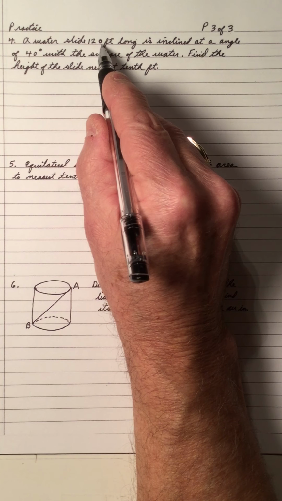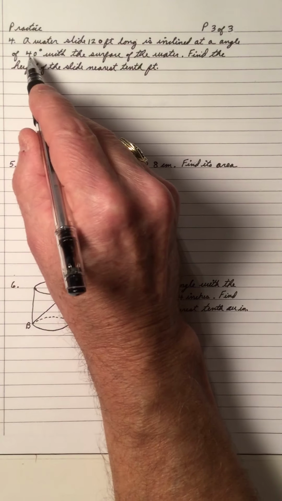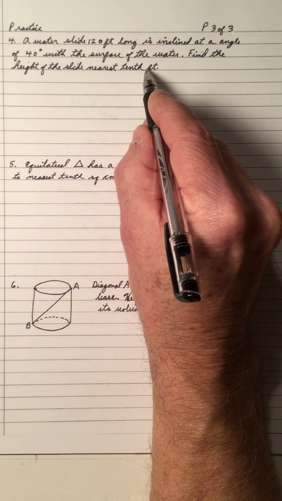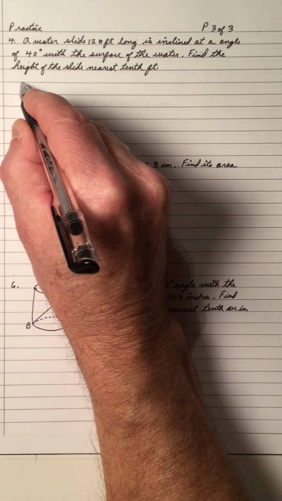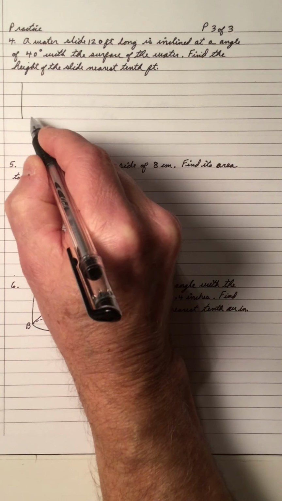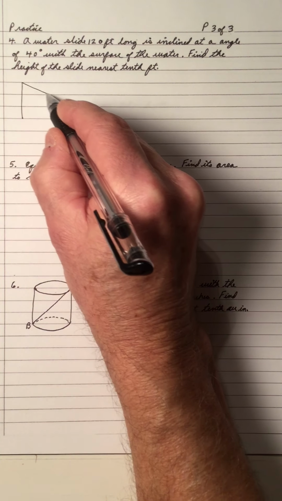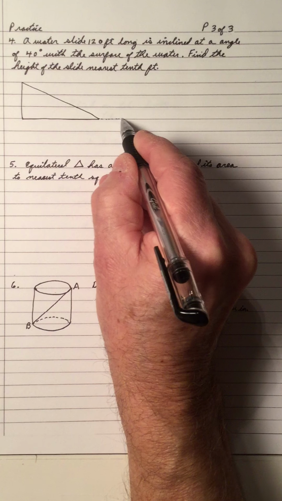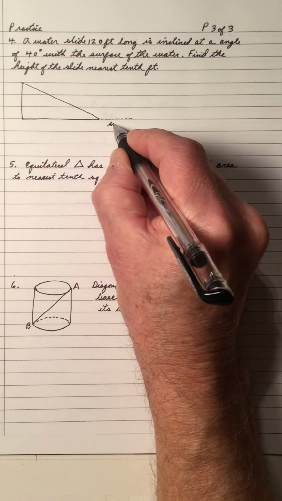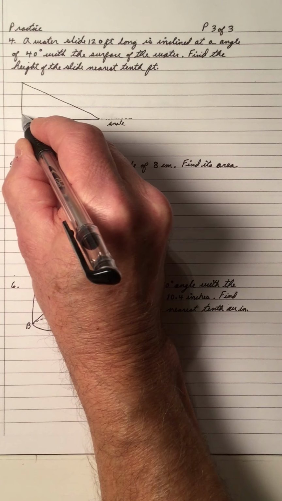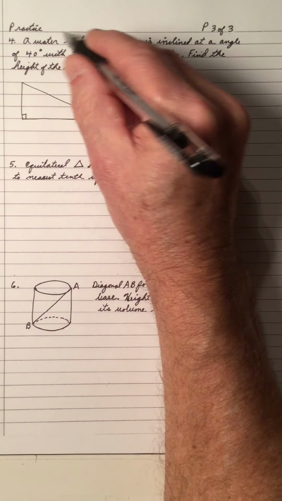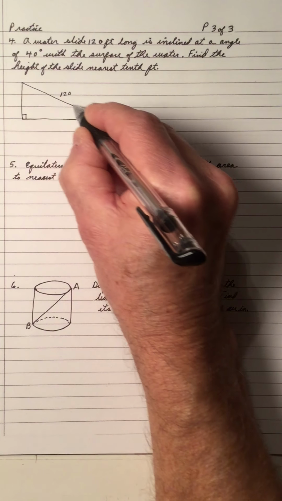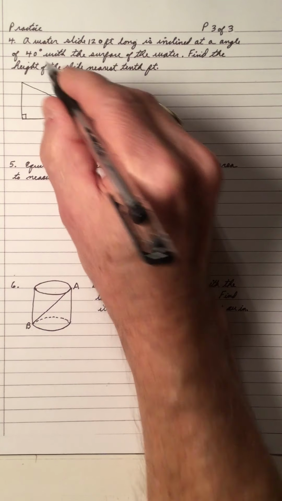A water slide 120 meters long is inclined at an angle of 40 degrees with the surface of the water. Find the height of the slide to the nearest tenth. So what we have, if you think of a water slide, think of this. There's the water slide, and the water slide is coming down and hitting the water. So there's the surface of the water there. That's the water. And the slide is making a 90-degree angle with the ground. A water slide, 120 meters long, is inclined at an angle of 40 degrees.